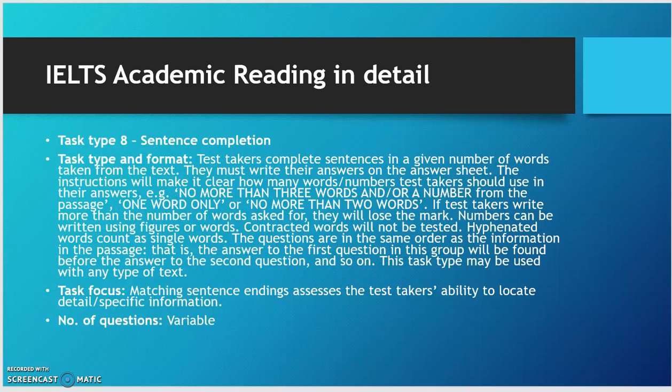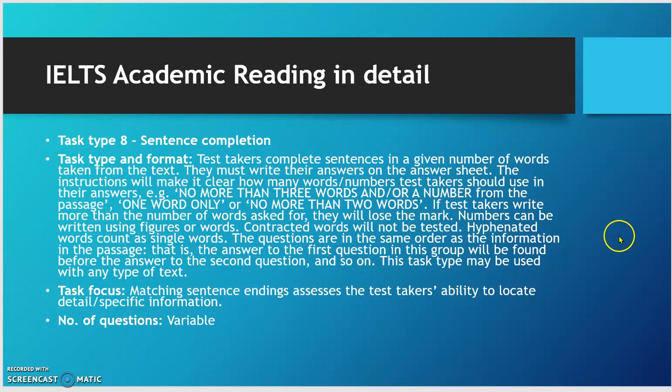Academic reading. Task type 8. Sentence completion. Task type and format. Test takers complete sentences in a given number of words taken from the text. They must write their answers on the answer sheet. The instructions will make it clear how many words and/or numbers test takers should use in their answers: no more than 3 words and/or a number from the passage, 1 word only, or no more than 2 words.